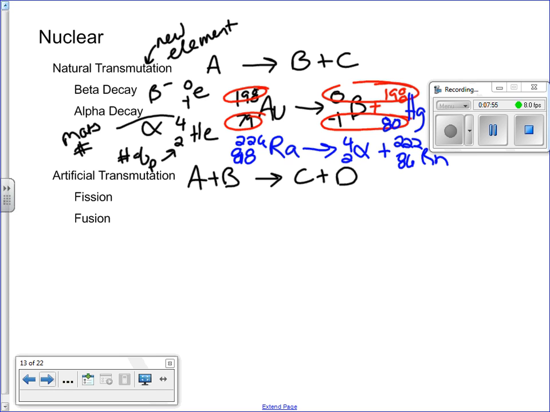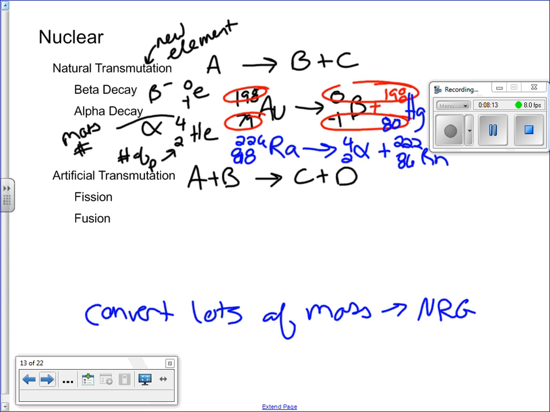Fission and fusion are two specific types of artificial transmutation. They are not the only types, but they are two specific types. All of these nuclear reactions convert mass to energy. Forgive me, I guess that's wrong, they don't convert lots of mass, they convert mass to energy. They are super exothermic. They release way more energy than the ones we just talked about.